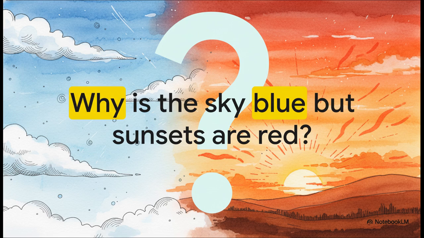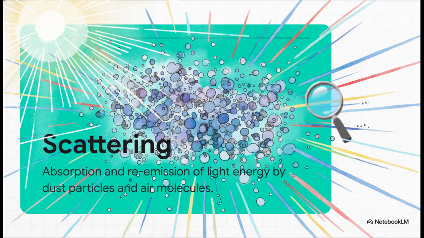Well, it turns out the mathematical properties of the light waves we just talked about hold the secret key to this whole thing. It all starts with this process called scattering. See, when sunlight enters Earth's atmosphere, it doesn't just travel in a perfectly straight, uninterrupted line to our eyes. Actually, it interacts with all the incredibly tiny dust particles and air molecules floating around up there in our atmosphere. Scattering is simply the process where these particles absorb the incoming light energy and then almost instantly re-emit it, basically just spreading it out in all different directions.